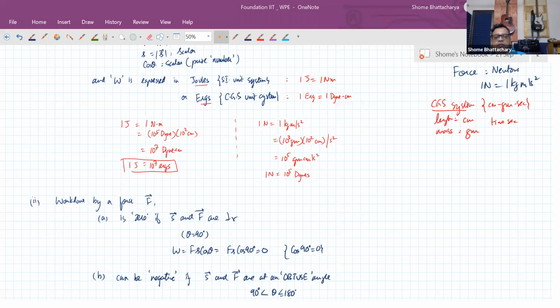Yeah, so Bhomik, here it is. 1 joule is equivalent to 10 raised to 7 ergs. This is the relationship. 1 joule is 1 Newton meter. So that becomes 10 to the power 5 dynes multiplied by 100 centimeters. So that's how it becomes 10 to the power 7, or you can say 10 million ergs. 1 joule is 10 million ergs, or 10 to the power 7 ergs. Is it clear, beta?